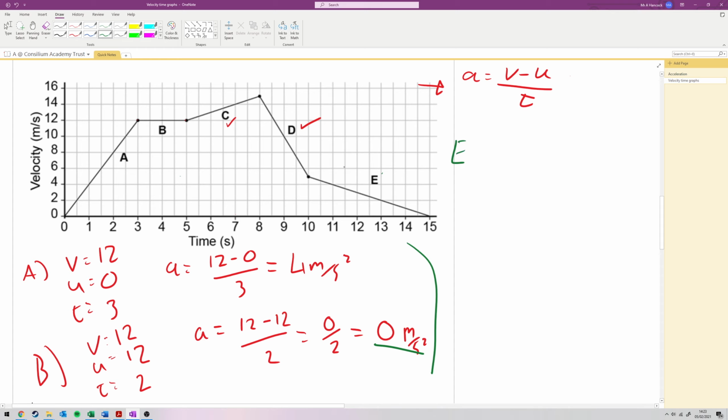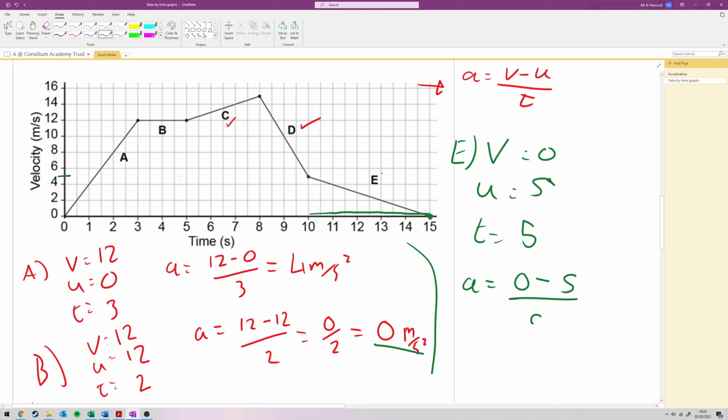So let's do E. Again, final velocity, starting velocity, and time taken. Final velocity is going to be 0 because it finishes here. Starting velocity is 5. Time taken is 1, 2, 3, 4, 5 seconds. Okay, so let's put it in. a equals 0 minus 5 divided by 5. Well, 0 minus 5 is minus 5. So this is minus 5 divided by 5. So the acceleration equals minus 1 meter per second squared. And we're done.